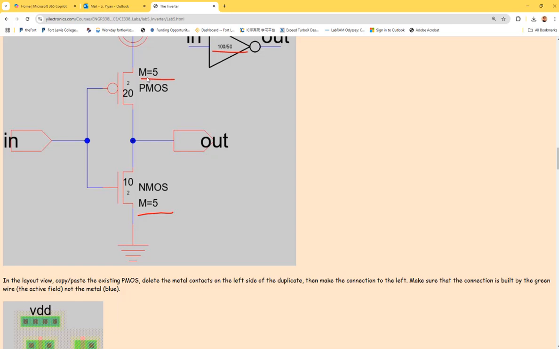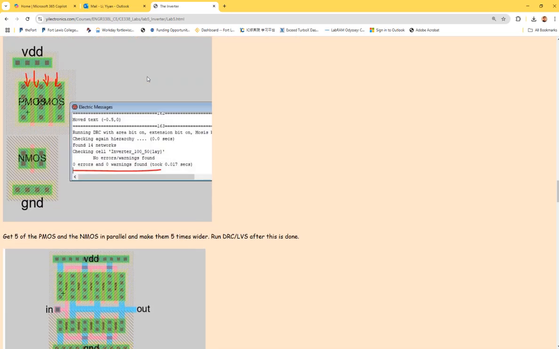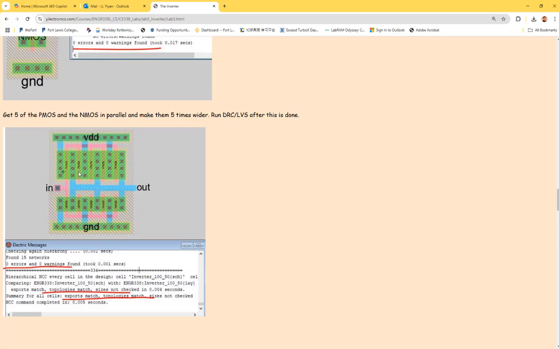You add a 5 to the schematic. But the thing is, you are not adding 5 parallel transistors next to it. However, in the layout, because you did times 5 already for the schematic, you have to make the PMOS and NMOS 5 times wider in your layout in order to pass LVS.